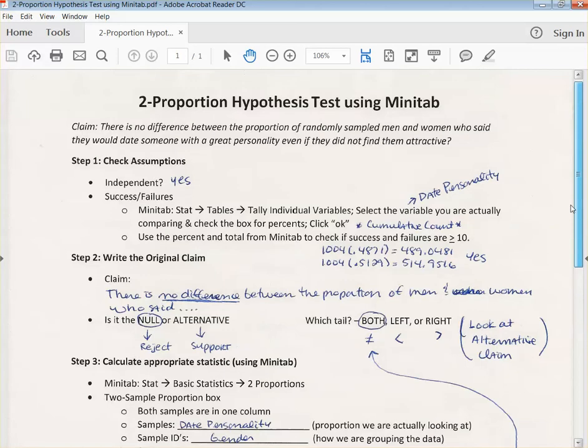And there you go. We've now done the two proportion hypothesis test using Minitab. That's all you need.